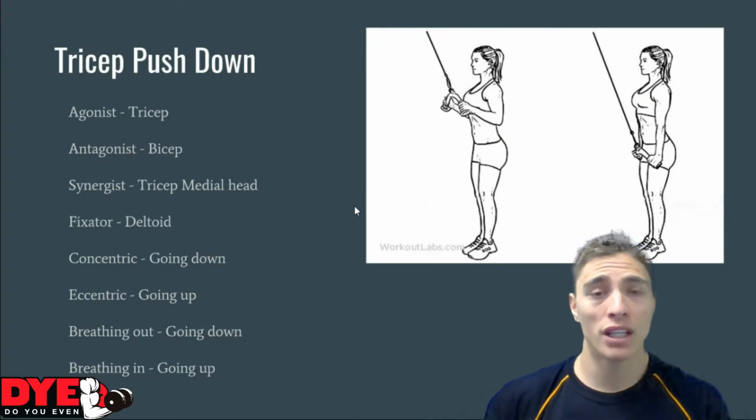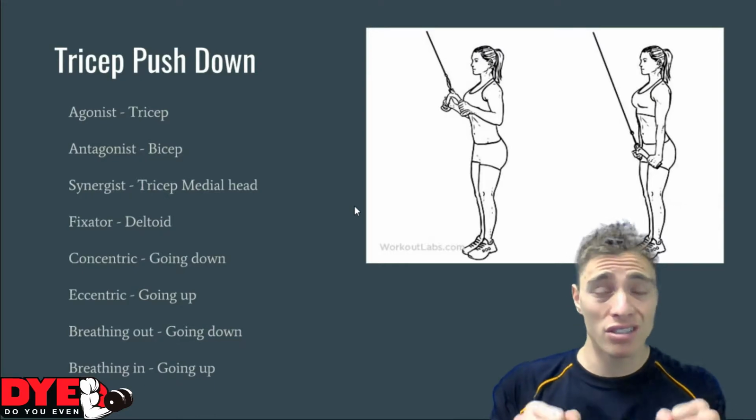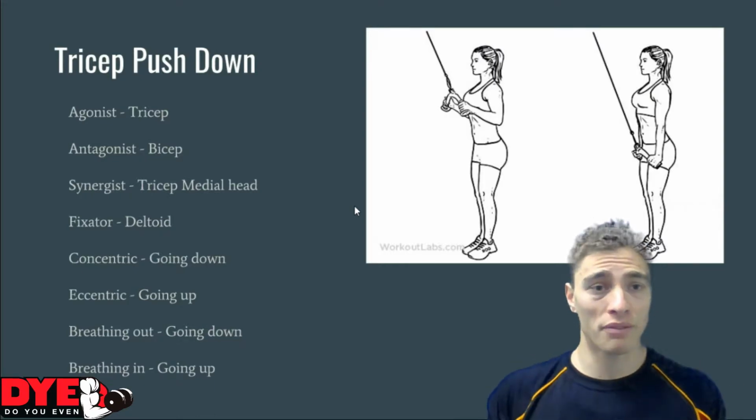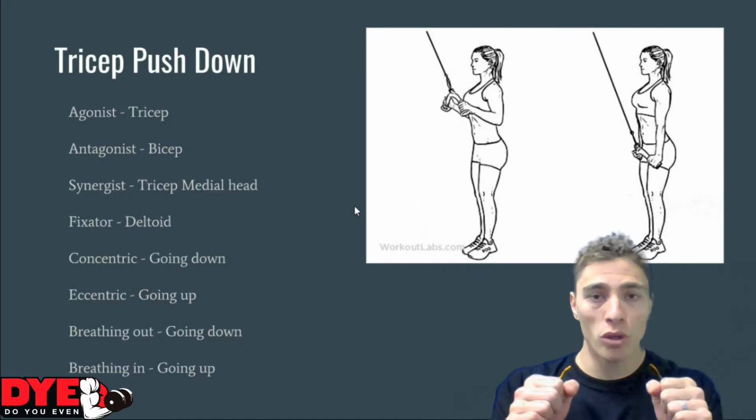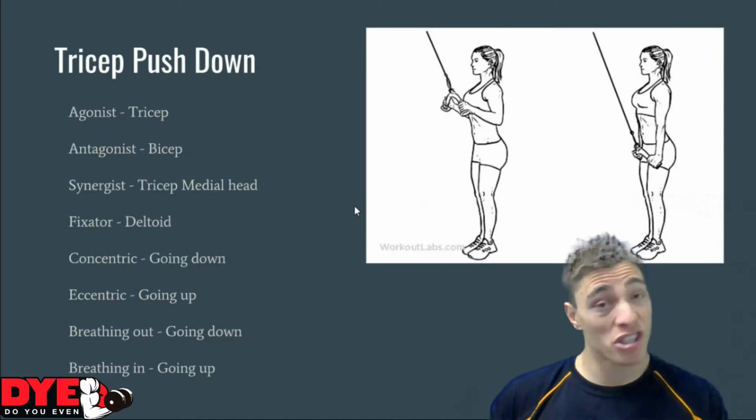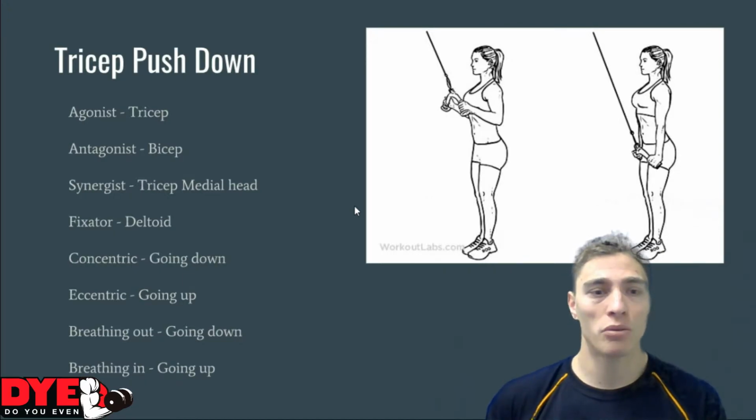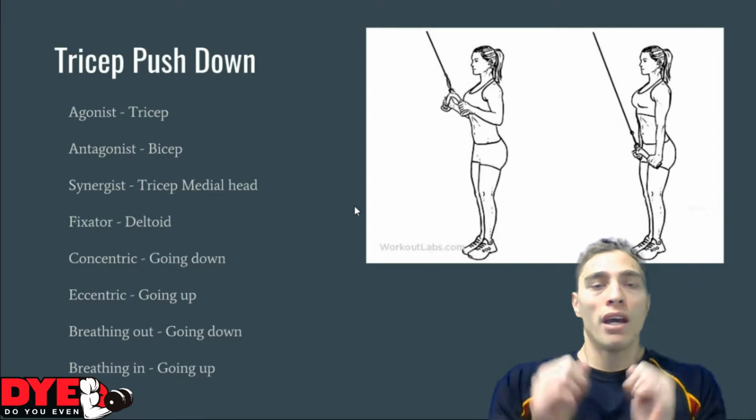Fixator is your deltoid, again, keeping your arms locked at your side so you don't cheat, your elbows don't come forward. Concentric, your working phase in the tricep push down, is when you're pushing down. The eccentric, when the triceps are lengthening, is when you're going up. Breathing out as you work and go down, breathing in as you bring it back up.